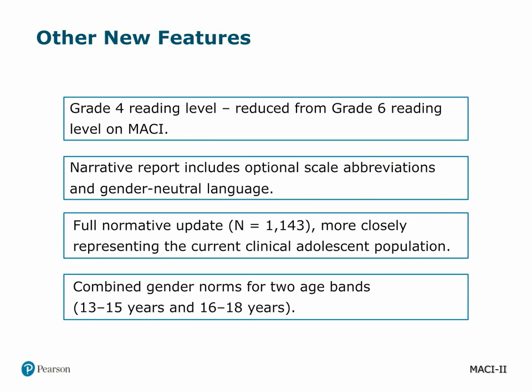The MACI-II provides a full normative update based on a clinical sample of 1,143 adolescents, more closely representing the current clinical adolescent population. It also provides combined gender norms for 2 age bands, 13 to 15 years and 16 through 18 years. This allows for distinctions between younger and older adolescents.